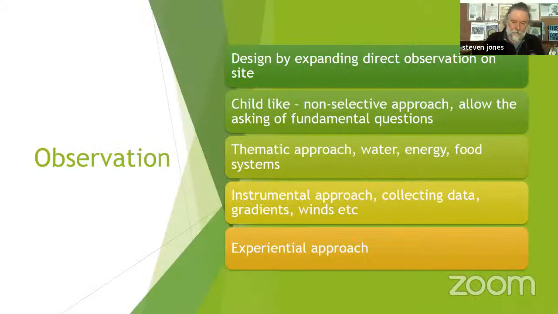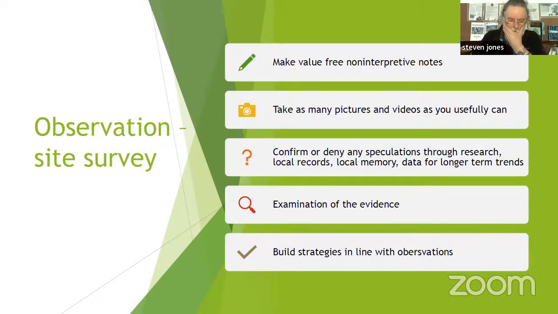We're going to design through observation. We're going to make childlike, non-selective, fundamental questioning. We can think about themes: water, energy, food, access. What information or data do we need? And as we begin to unfold this, we can also gain from our own experience. So we're asking you to think about this design process and to use observational tools to interrogate your site, to learn from it, to act.